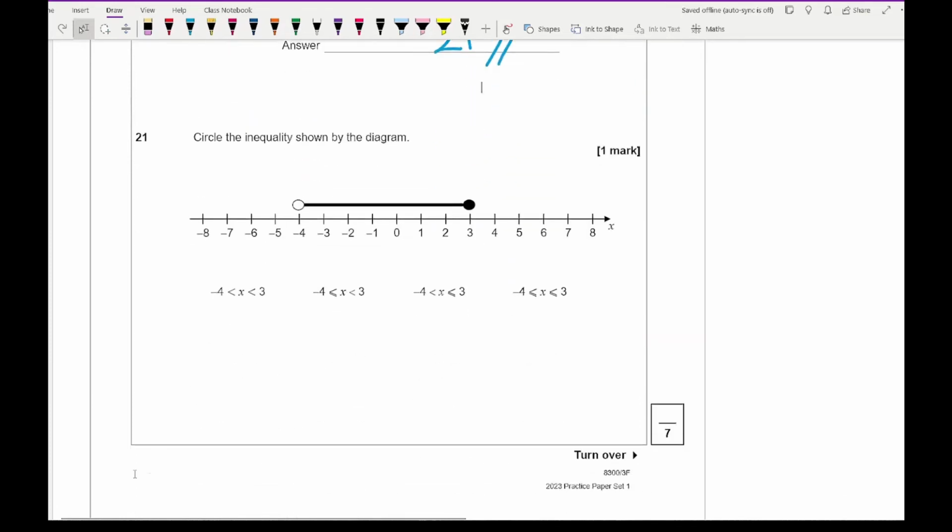Then moving on to question 21, it says circle the inequality shown by the diagram. So we're looking for -4 and 3, which all of them are. We're looking for the first one to be less than and the second one to be less than or equal to. So the correct answer is the third option.